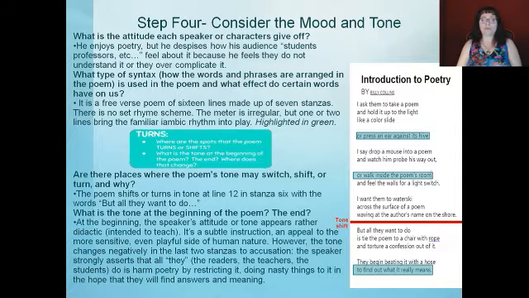Are there places where the poem's tone may switch, shift, or turn, and why? All right, the poem shifts right here, and you can see where I put the red line, right? That's at line 12 in stanza 6 with the word "but." Anytime you hear the word "but," you're about to hear a shift, all right? "But all they want to do is..." A total shift here, all right?